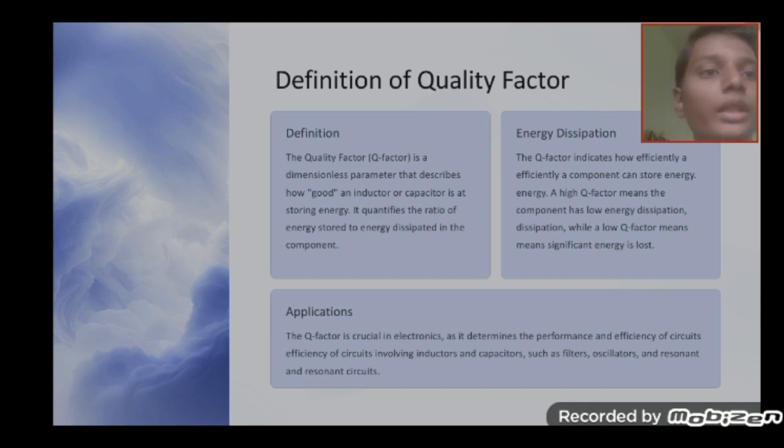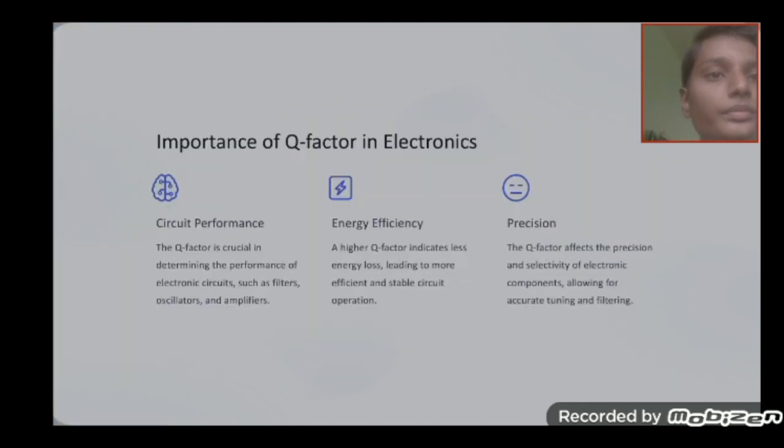A high quality factor means the component has low energy dissipation, while a low Q factor means significant energy is lost. Applications. The quality factor is crucial in electronics as it determines the performance and efficiency of circuits involving inductors and capacitors, such as filters, oscillators, and resonant circuits.